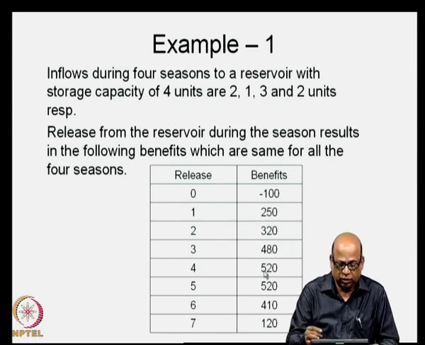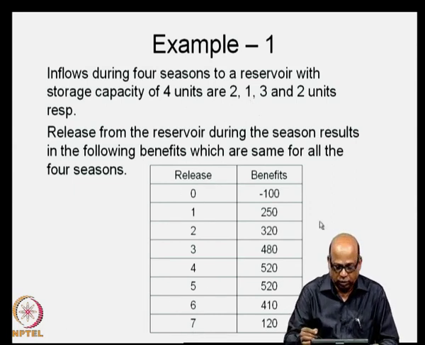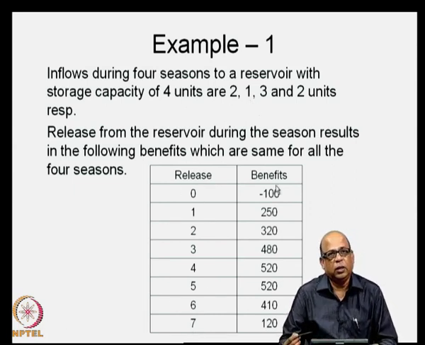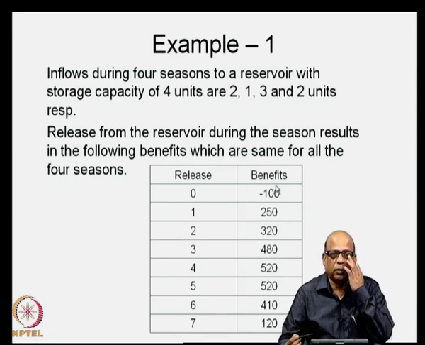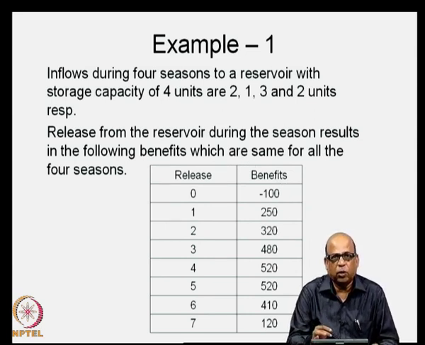So, this is the same data that we used. You can go up to 7 because the maximum flow is 3 and the storage capacity is 4. So, 4 plus 3, you go up to 7 units, and then associated with 7 units you have the returns or the system performance measure given here, and this table remains the same across time periods, which means that the benefits associated with a particular release are the same in all the 4 seasons that we are considering for simplicity.